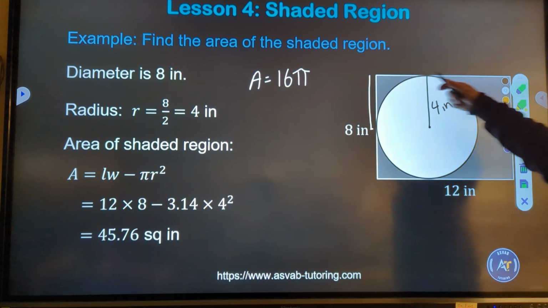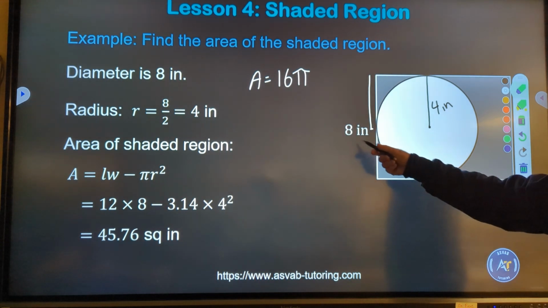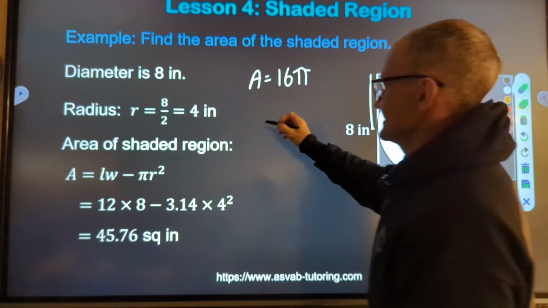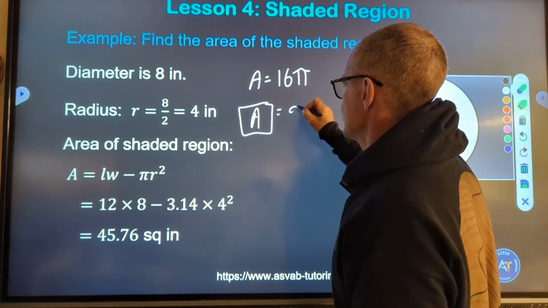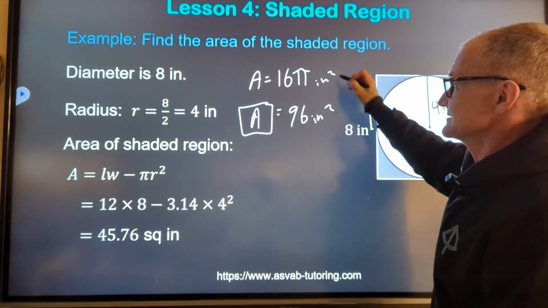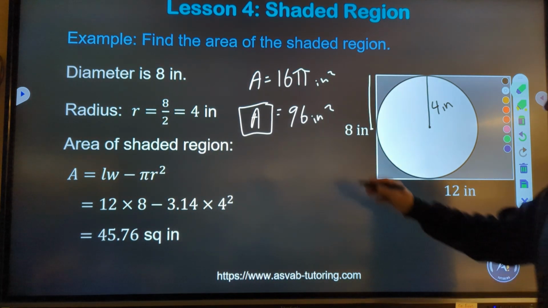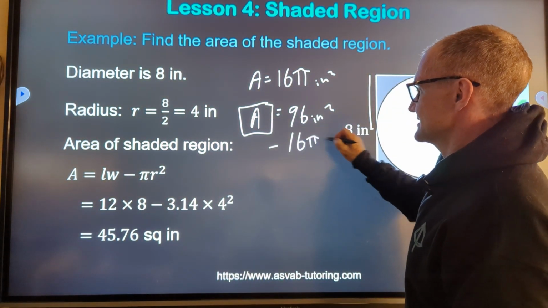Then area of that overall rectangle is base times height. 12 times 8 is 96. So the area of the rectangle is equal to 96 square inches. And this is square inches. So the shaded region in gray here is the difference between the two. So I'm going to do 96 minus 16 pi, area of that circle.